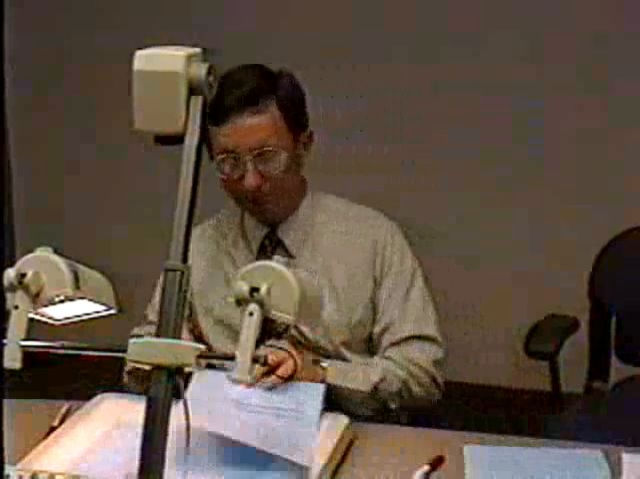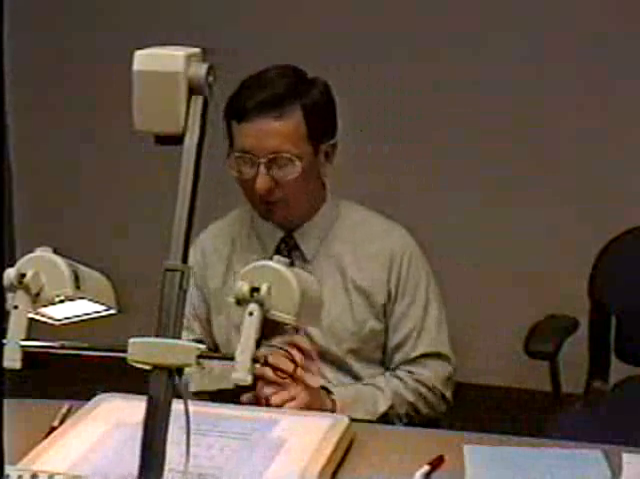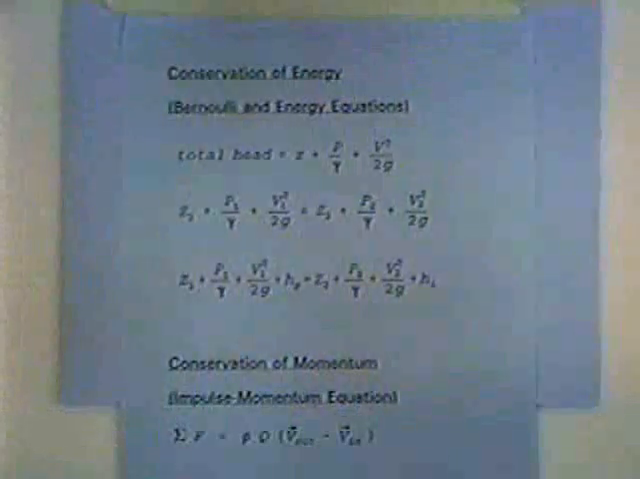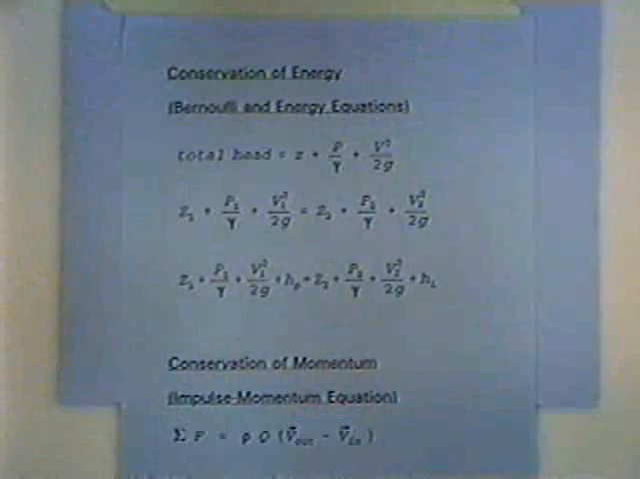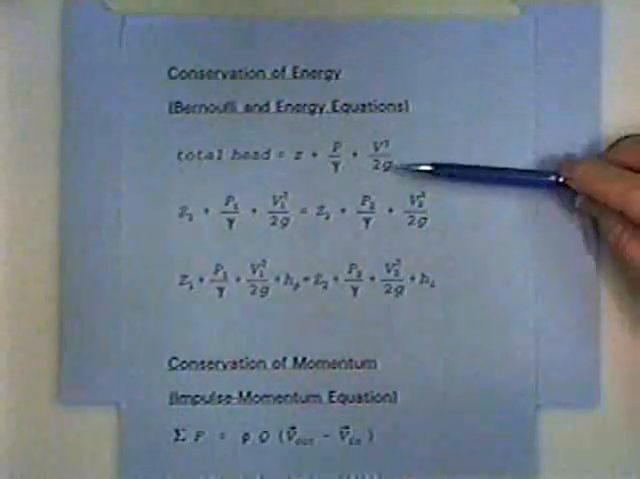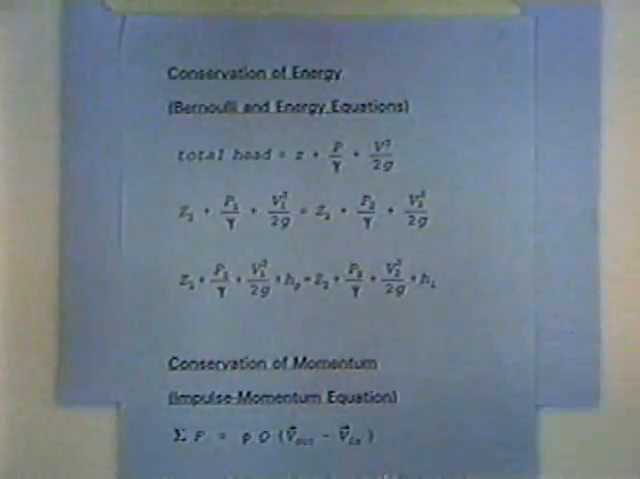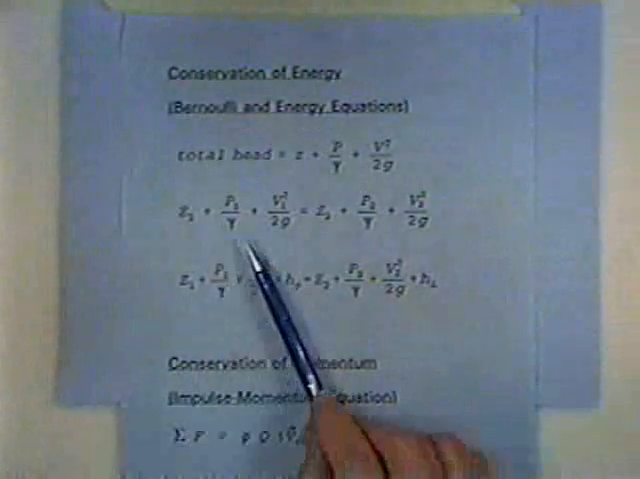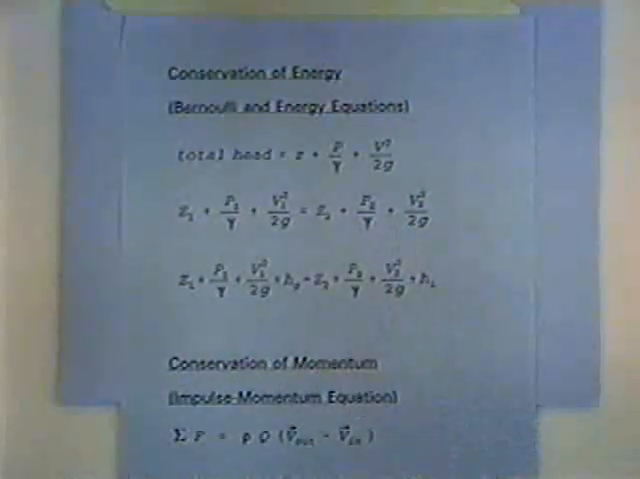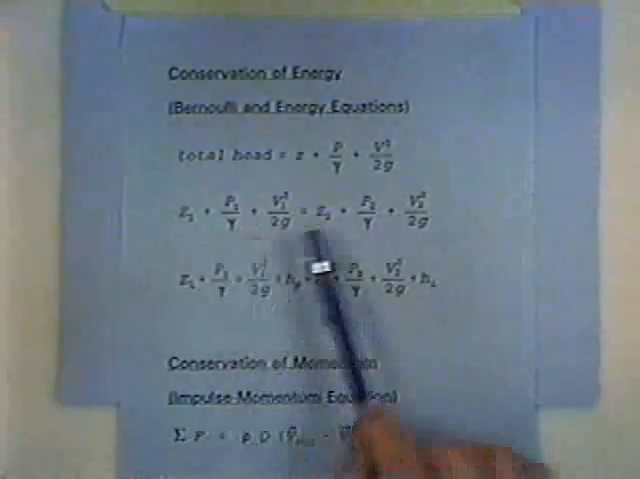Then conservation of energy. This is our last page of notes, which we'll end on this evening. Conservation of energy comes from Bernoulli's equation. Bernoulli's equation says total head is elevation head plus pressure head plus velocity head. The total energy at one point on a streamline is equal to the total energy at another point. In hydraulics applications, those 2 points might represent 2 sections in a pipe, or in open channel hydraulics, 2 sections in a channel.